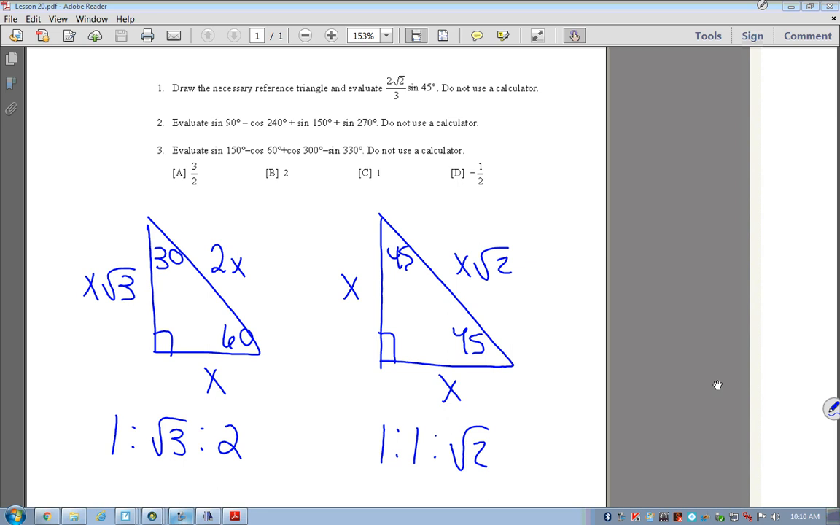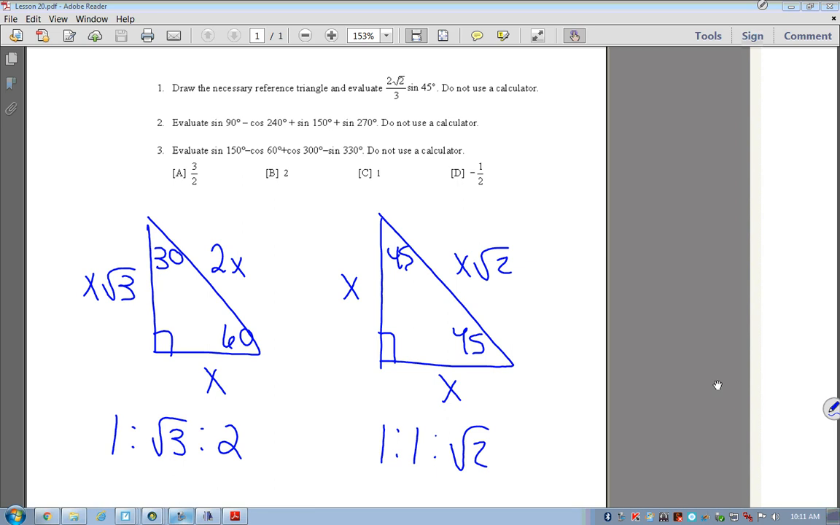All right, do we have these? Good, because question number 1 is going to say, draw the necessary reference triangle to evaluate 2 radical 2 over 3 times sine 45 degrees. It says do not use a calculator, which is fine, we can solve this without a calculator.